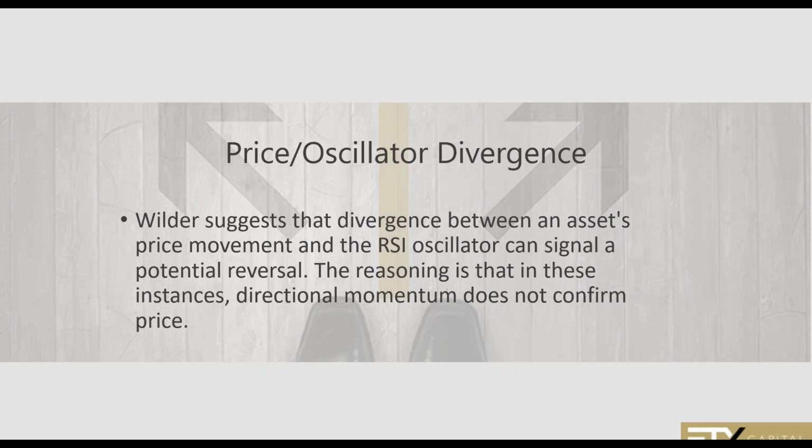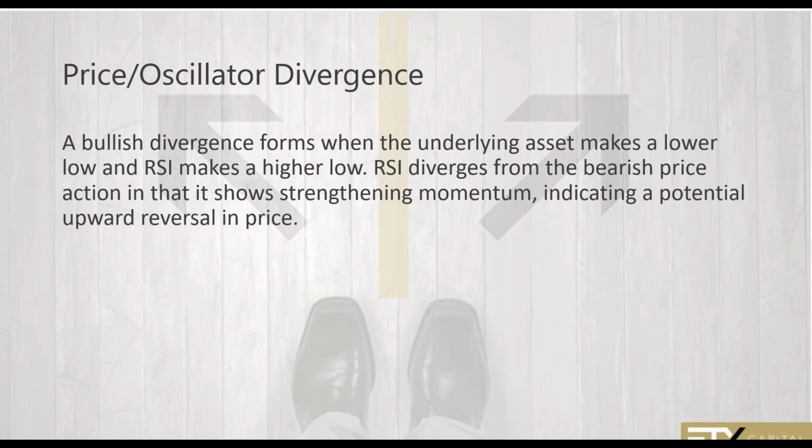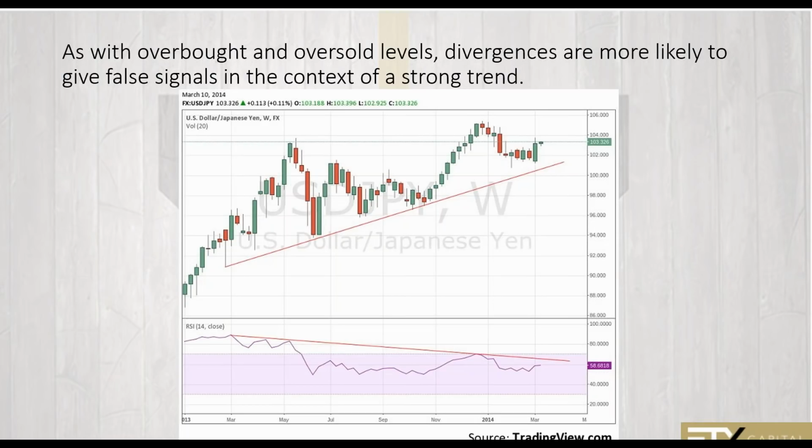And of course, you can open them up for full screen viewing so you're not looking at these little tiny charts. Now back to RSI, Wilder suggests that divergence between an asset's price movement and the RSI oscillator can signal a potential reversal. The reason is that in these instances, directional momentum does not confirm the price. A bullish divergence forms when the underlying asset makes lower lows and RSI makes higher lows. RSI divergence from the bearish price action shows strengthening momentum, indicating a potential upward reversal in price.